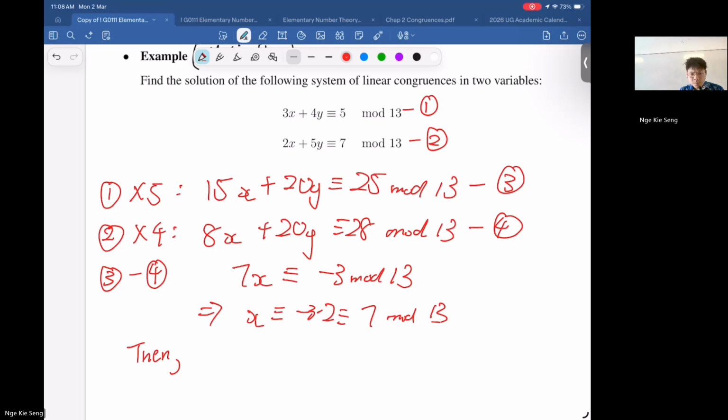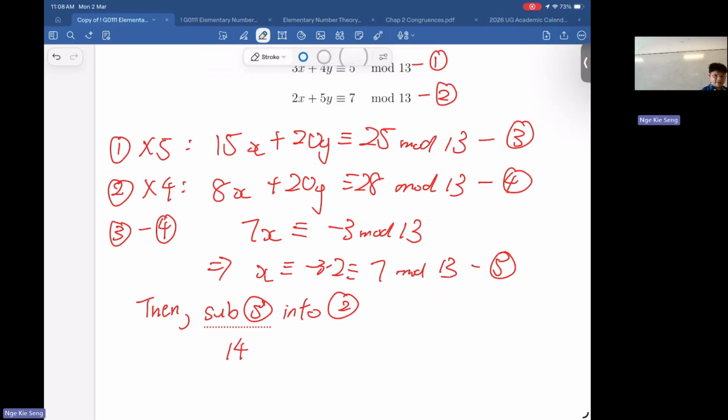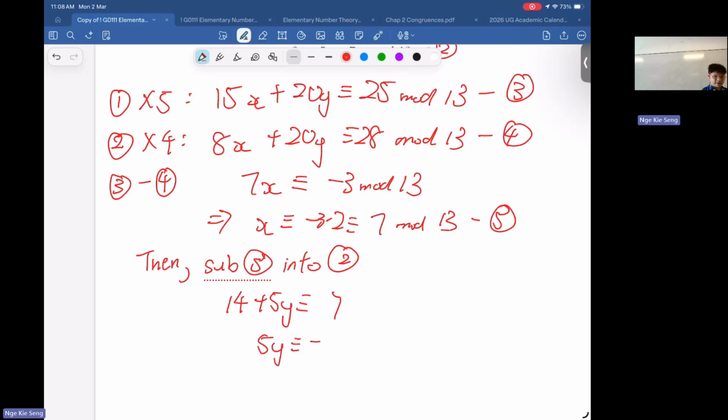So what do I do? Maybe sub number 5 into number 2. Okay, so I get 14, sorry, no more x. 14 plus 5y ≡ 7, which is 5y ≡ -7, or 6 mod 13. And again, you found that the inverse of 5 mod 13 is 8. Okay, and then -7 is 6. So we get 6 times 8, which is 48, which is 9 mod 13.